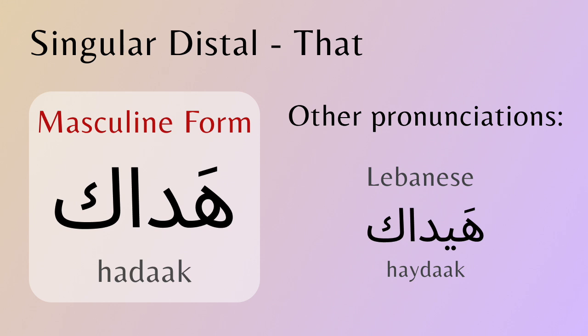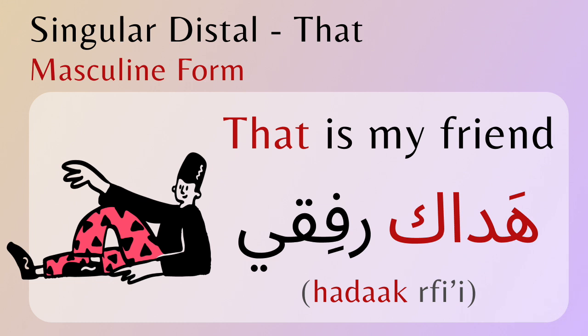Moving on to singular distal, which is that in English. Let's start off with the masculine form, which is hadak. You'll often hear Lebanese people saying haydak. Let's look at an example sentence. That is my friend. Hadak رفيقي. Hadak means that, and it's the masculine form, and رفيقي means friend, specifically a male friend. Hadak رفيقي.